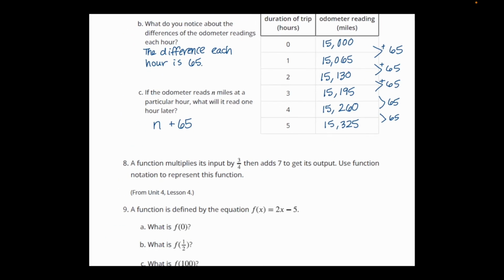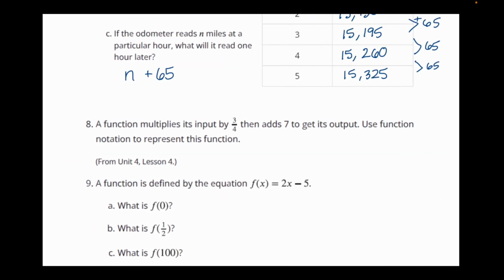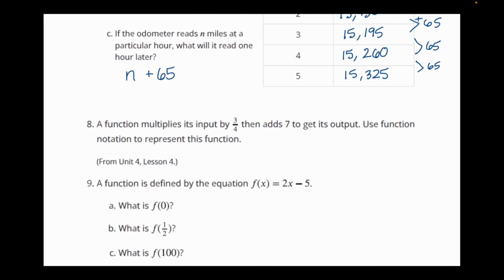Question 8 says a function multiplies its input by 3/4 and then adds 7 to get its output. We just want to use function notation to represent this. So I would say, in this case, because they don't give us things to use in order to define it, I'm going to use f of x. F is our default function name, and x is our default variable when we don't have anything for our input. So it multiplies its input by 3/4. So we're going to take x, multiply it by 3/4, and then add 7. And that is our answer.